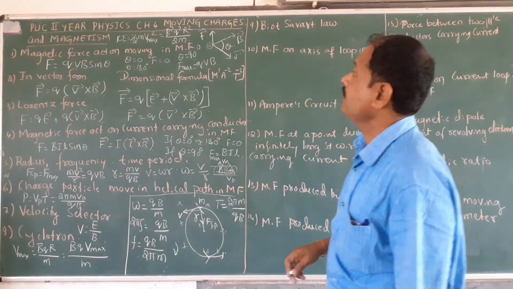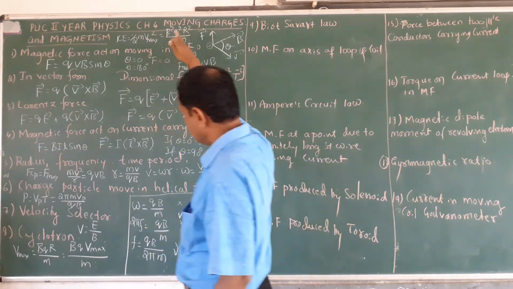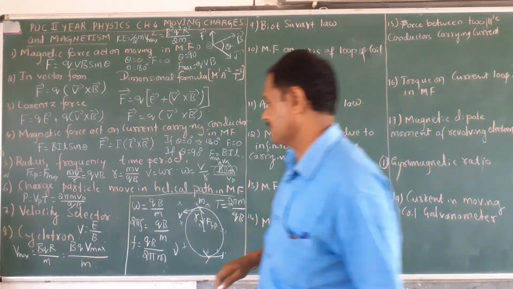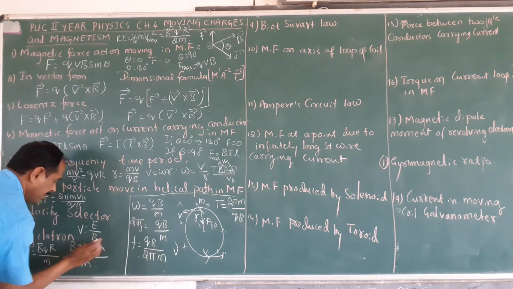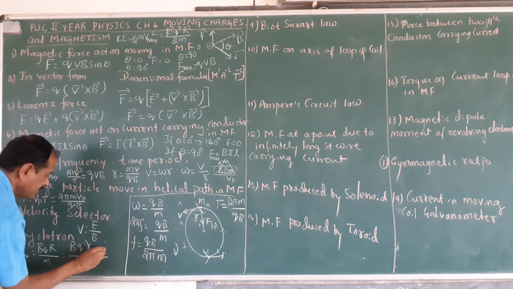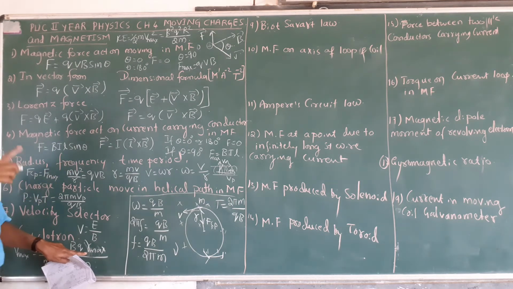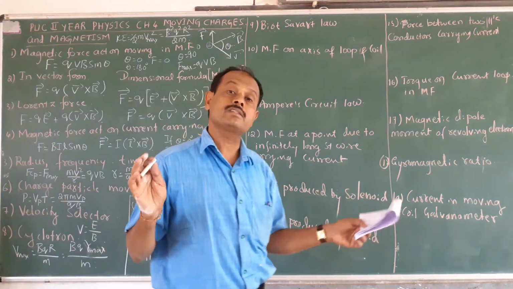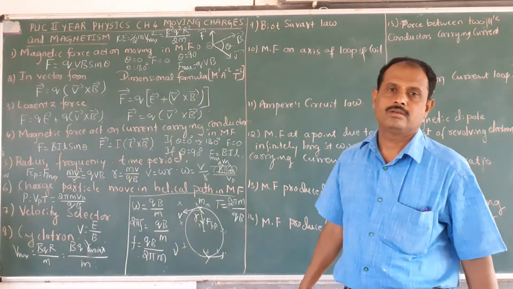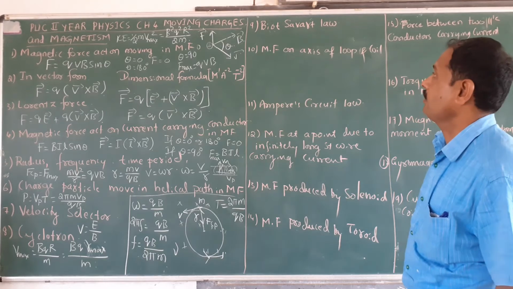Usually this radius is r max, small letter r max, it means maximum radius. Maximum radius is equal to the radius of the D's which are used in the cyclotron.